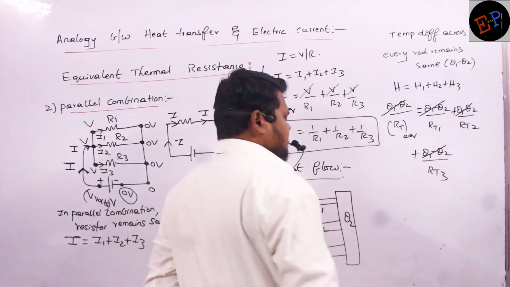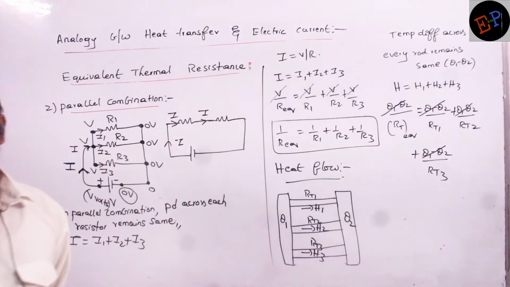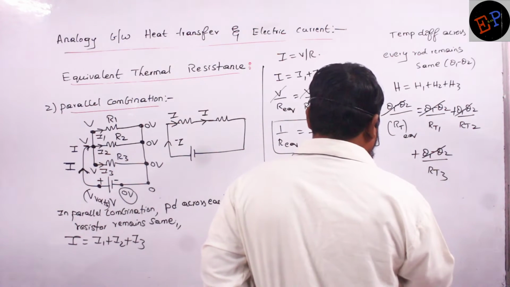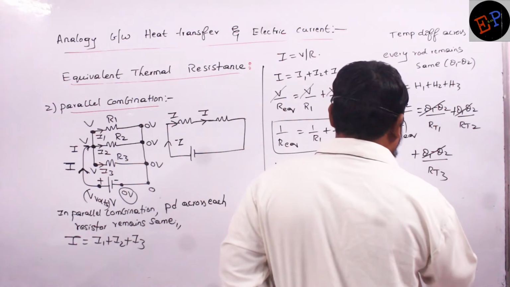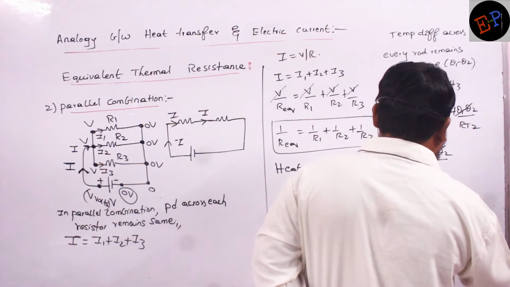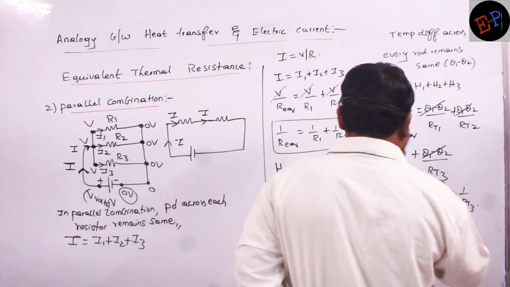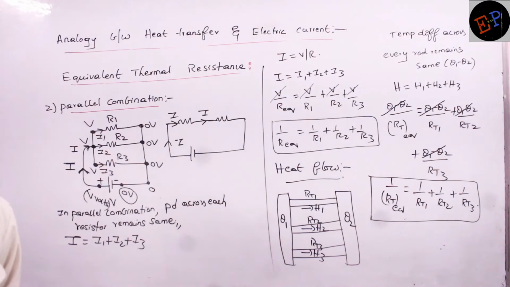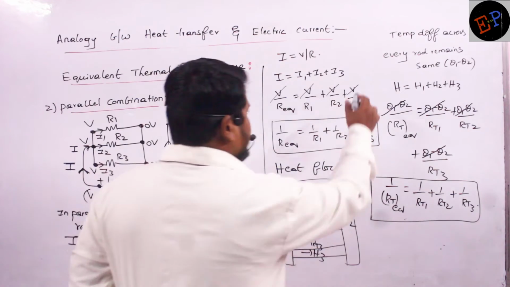Temperature differences are analogous to potential difference. This you should not forget. Therefore, what I got is 1 by RT equivalent equals 1 by RT1 plus 1 by RT2 plus 1 by RT3, just like the equation we got in the case of parallel combination of resistors. Understood? Make a note up to here.